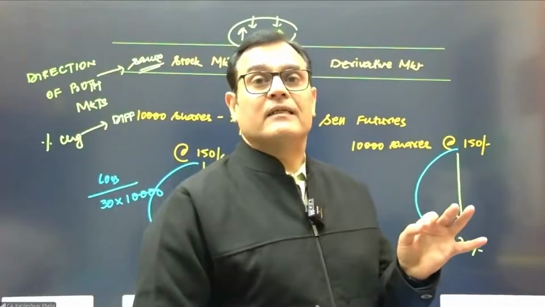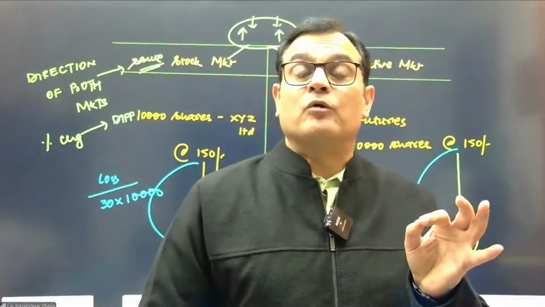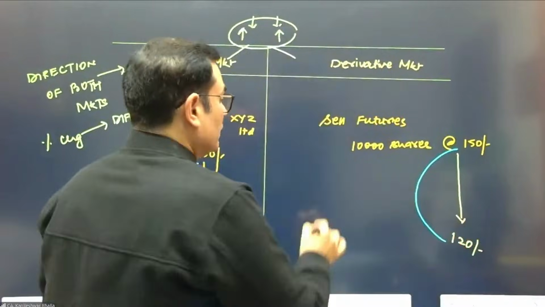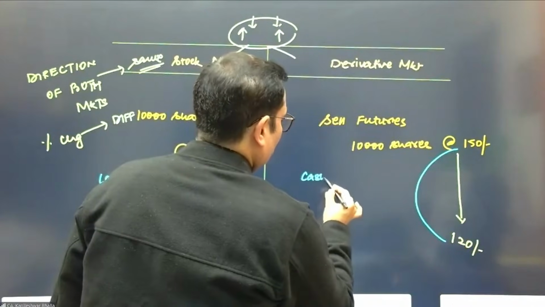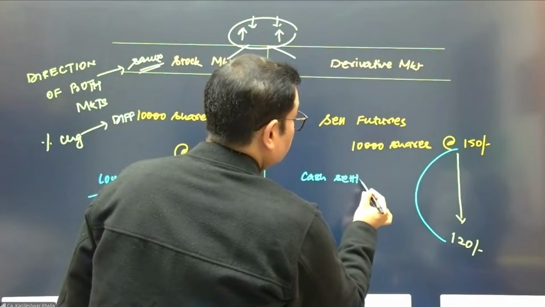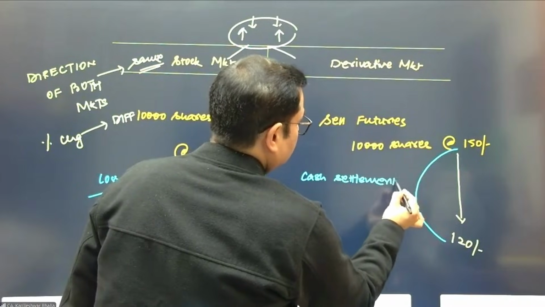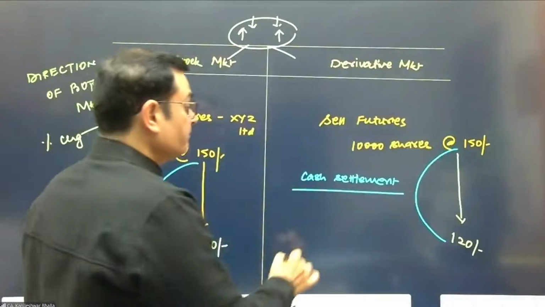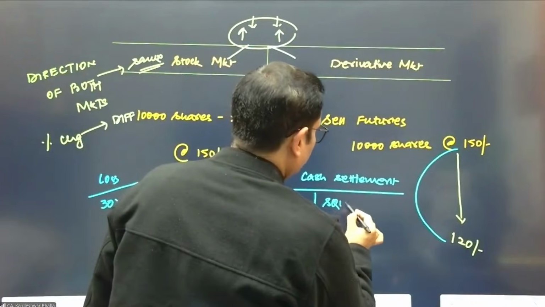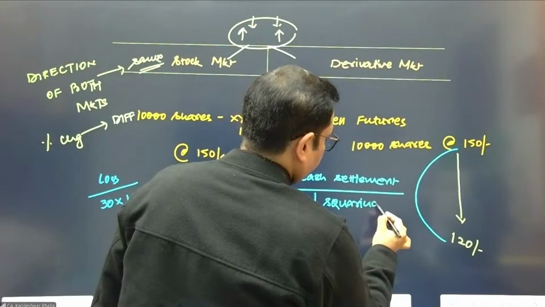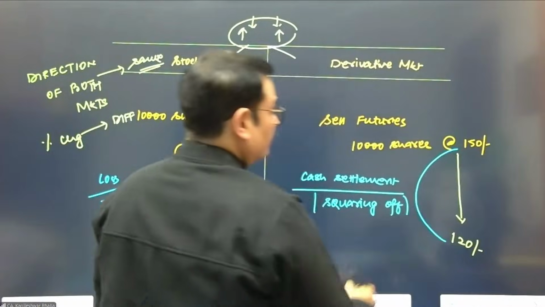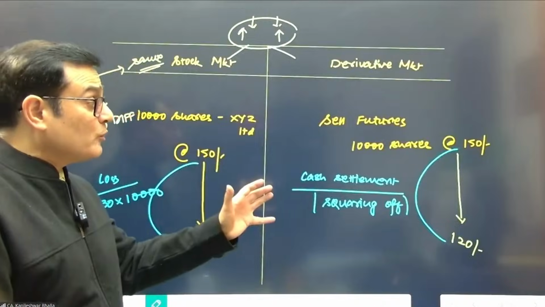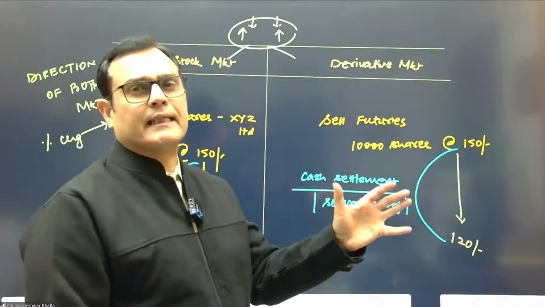Now, generally in a derivative market, what we do is the concept of squaring off. That is called cash settlement. I'm not saying that physical settlement is not possible, but generally a cash settlement is done. And this is the concept called squaring off. You're going to study this in SFM as well: what we do in a derivative market is square off, which is nothing but a cash settlement.